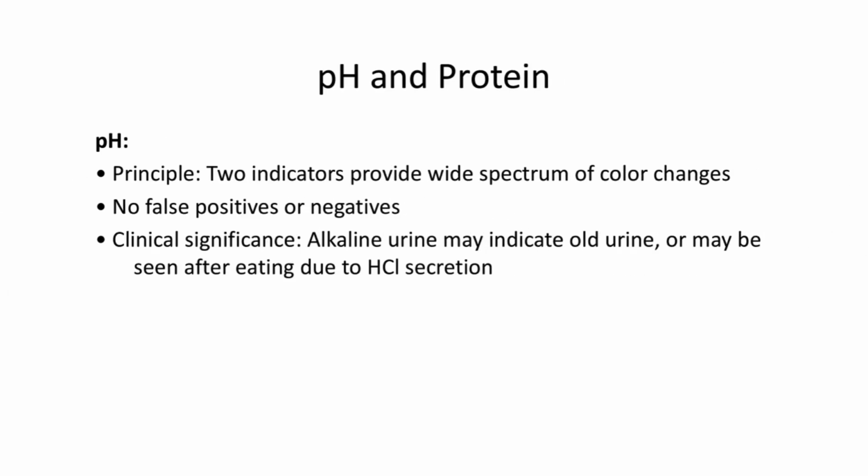Urine pH testing is based on 2 indicators that provide a wide spectrum of color changes. There are no false positives or negatives. Clinically, alkaline urine may indicate old urine, or be seen after meals as a response to hydrochloric acid secretion.